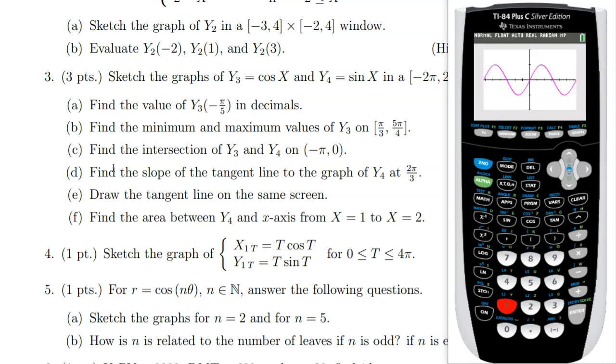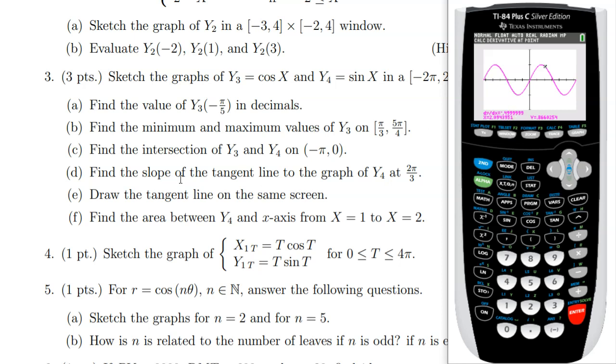Now we're going to do part D. We want to find the slope of the tangent line to the graph of y4 at 2 pi over 3. So we can just go to second trace, calc, and then we take the derivative, so you go to 6. Then we type in 2 pi over 3 and hit enter. Then it gives you the derivative value right there.